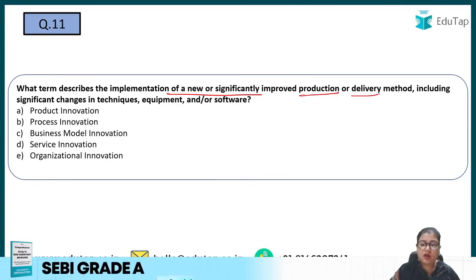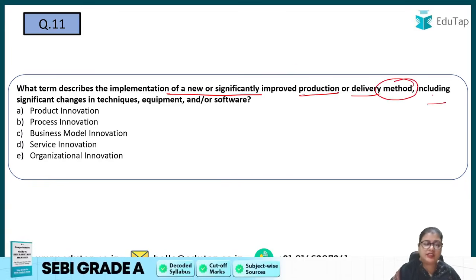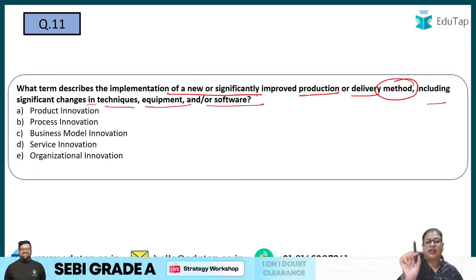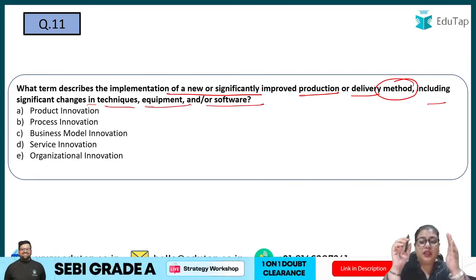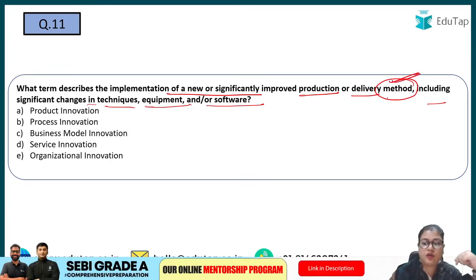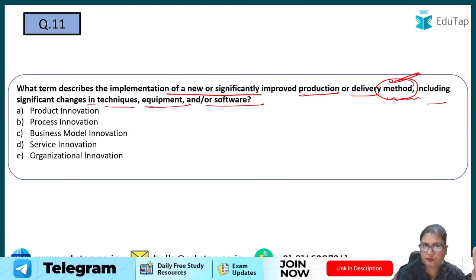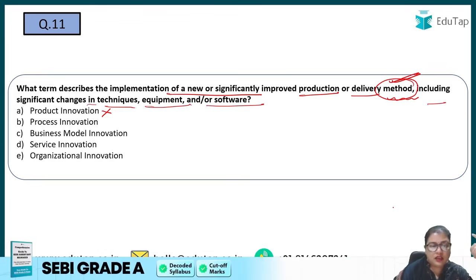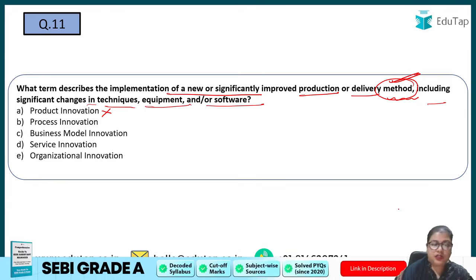Next, question number 11: what term describes the implementation of a new or significantly improved production or delivery method, including significant changes in techniques, equipment, or software? So here, हमने improve करना है. There is an implementation of an improved production or delivery method. When I'm talking about a method, am I talking about the product? So can product innovation be the correct answer? No. Product के बारे में तो हम बात नहीं कर रहे. We are talking about the method, the production method or the delivery method, which also involves changes in any technique, equipment or any software, right? So product innovation तो नहीं होगा.